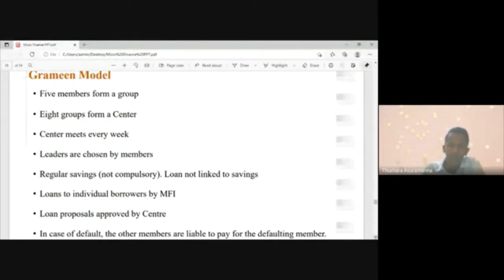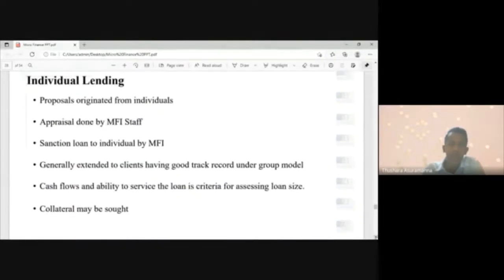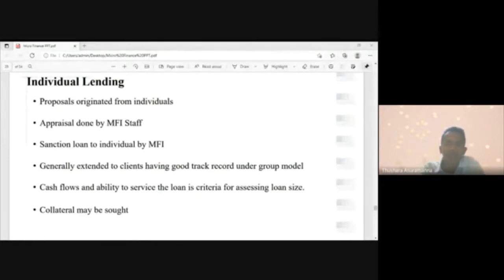And then the next one is individual lending. If you remember correctly, earlier there was a myth that microfinancing is only for group lending. No, it is not only group lending. It's individual lending also.